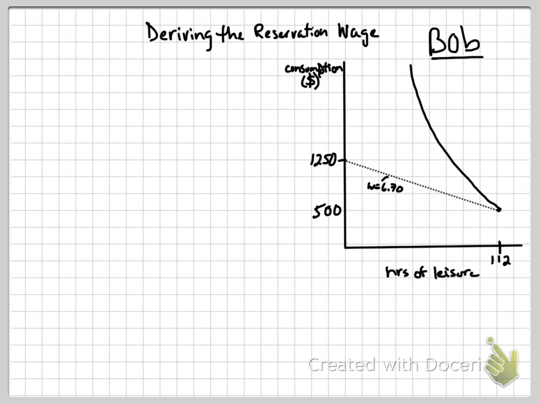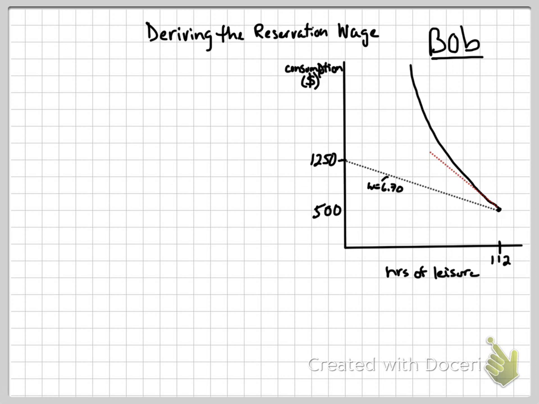The first thing to remember is that the reservation wage is the slope of his indifference curve when he is not working. So what we're trying to find is the slope that is right about here. We want to find what the slope is right about there. That's the wage offer that would get him to go back to work.